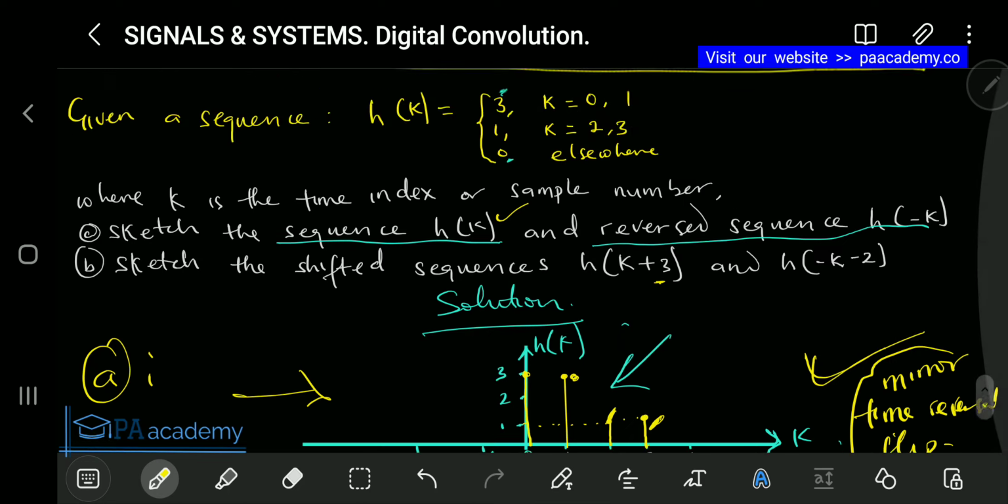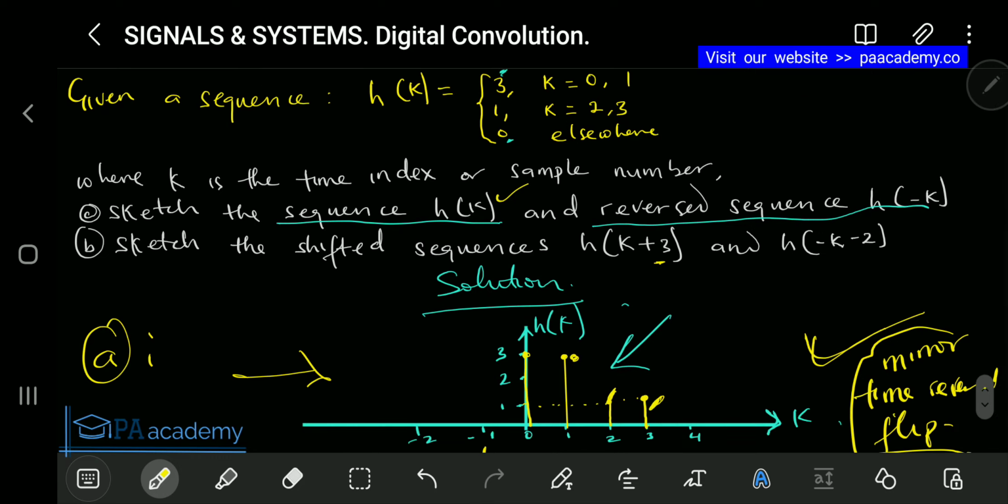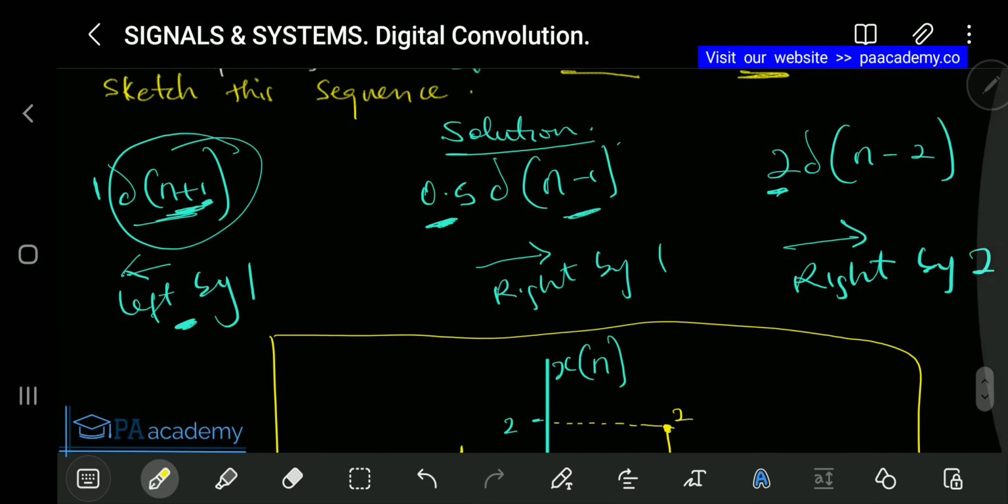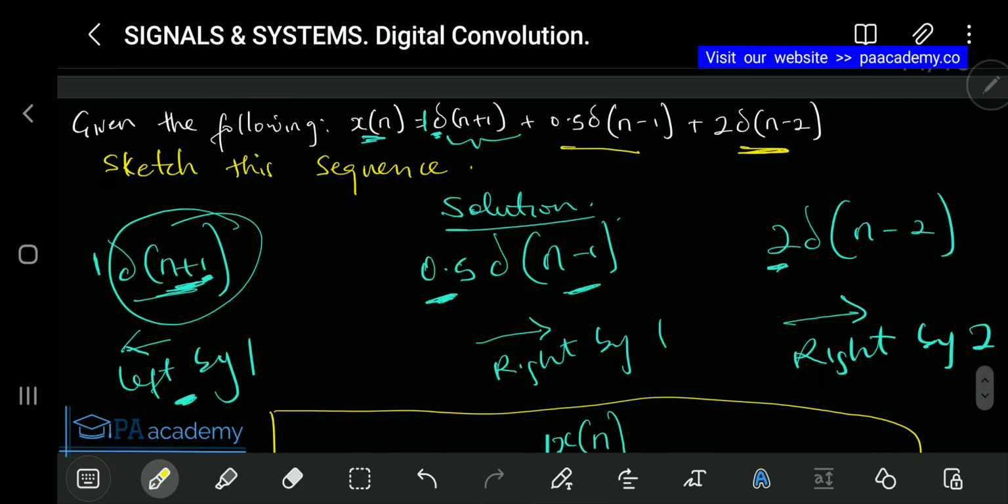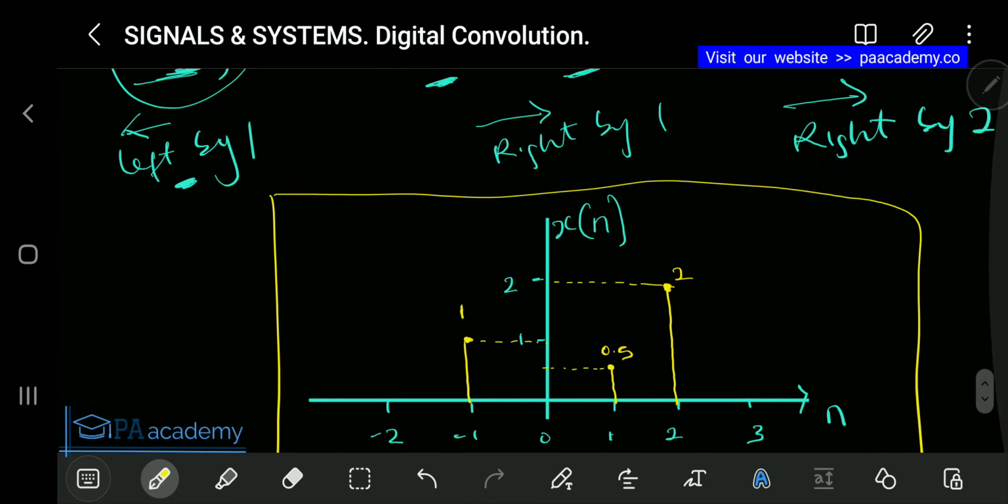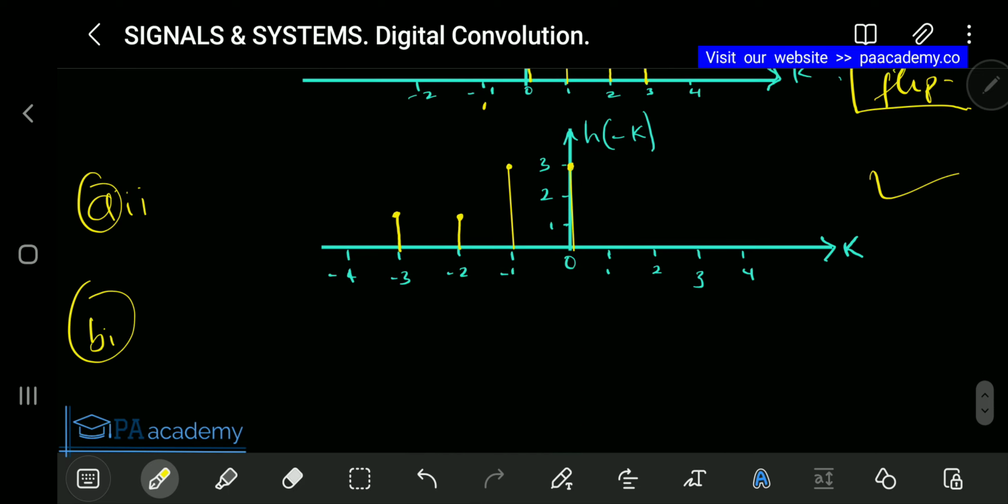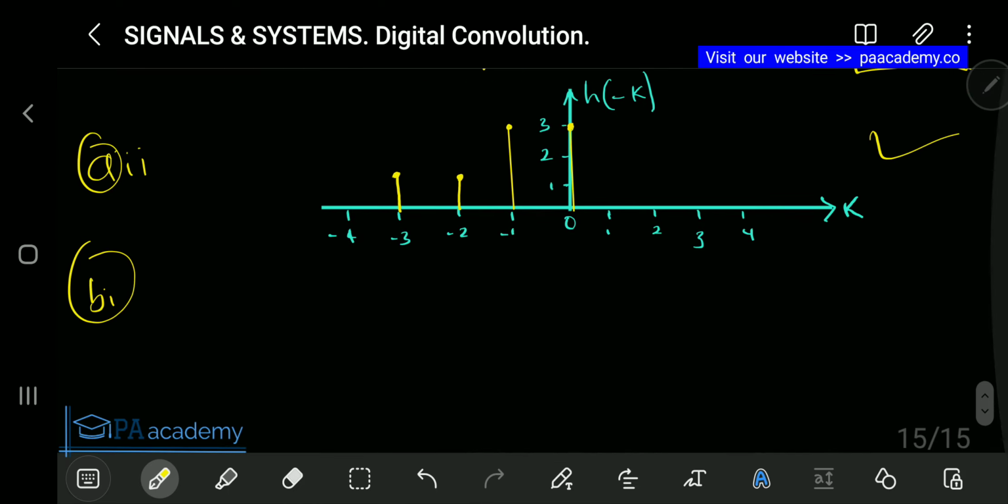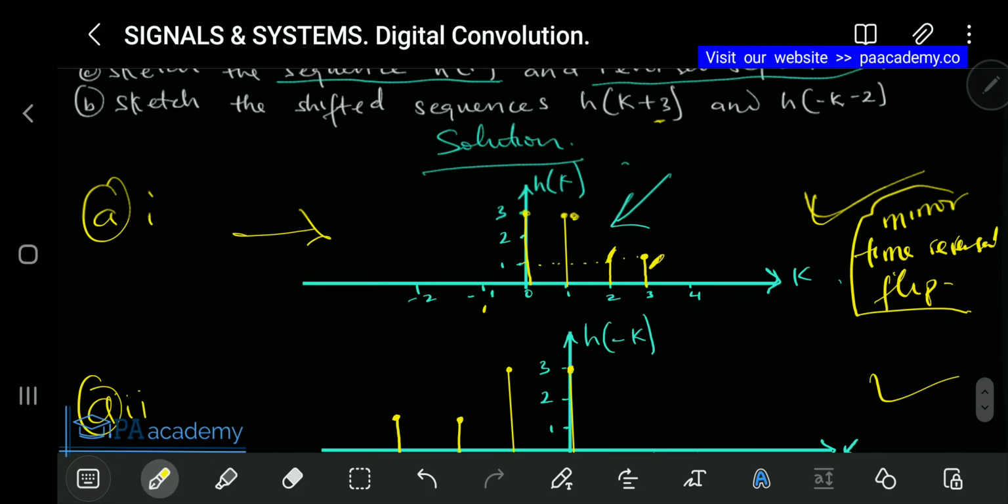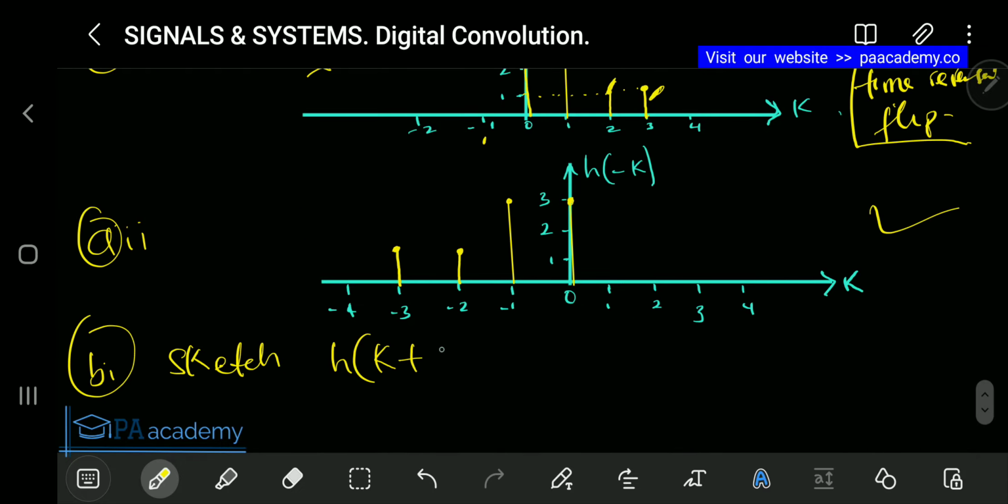I've explained this. Also, if you watch the video before this particular one, we looked at an example similar to it. So what we applied there is what we're also going to apply here. So now let me do that. What we're asked to do is sketch h of k plus 3.